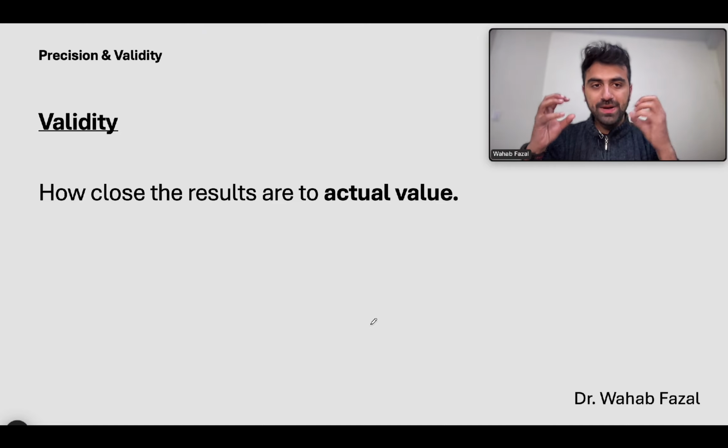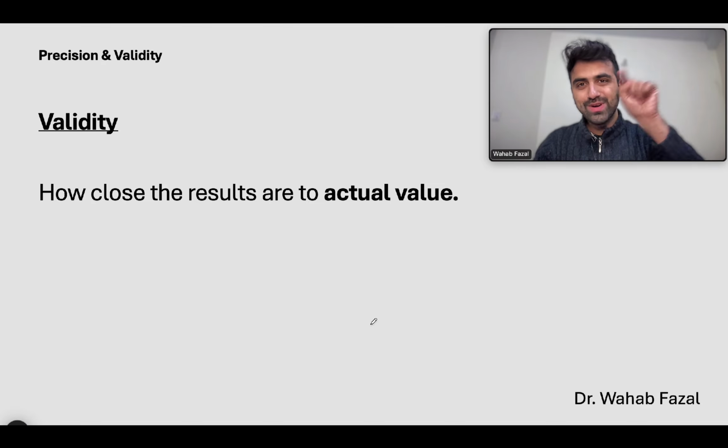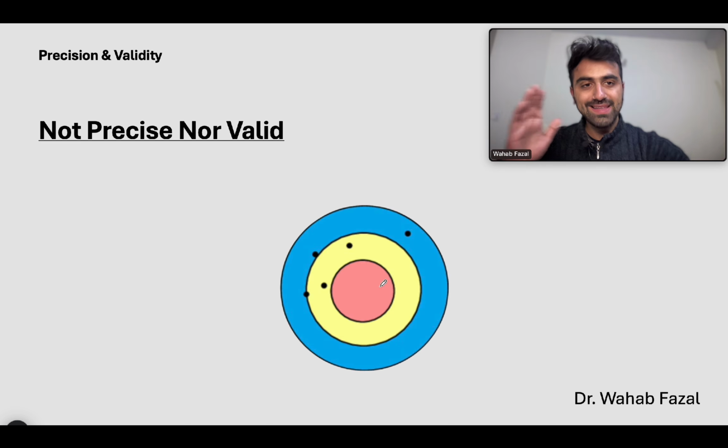If the results on repeated measurement are very close to each other, the arrows keep hitting the same spot again and again, but they don't hit the spot you want them to hit, they're precise, but they're not valid. If you hit the bullseye, that's a valid result. So what would a test that is neither precise nor valid look like? This is what it would look like. These values on repeated measurement are not close to each other, and they're not close to the actual value either. They're not close to the bullseye. So they're neither precise nor valid.